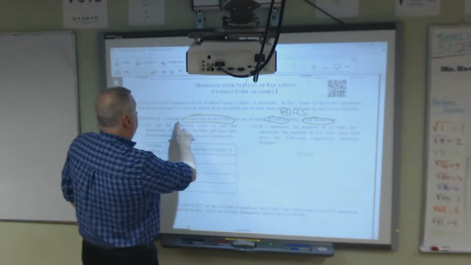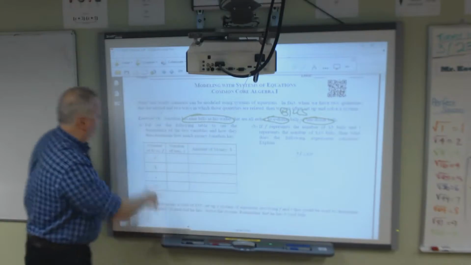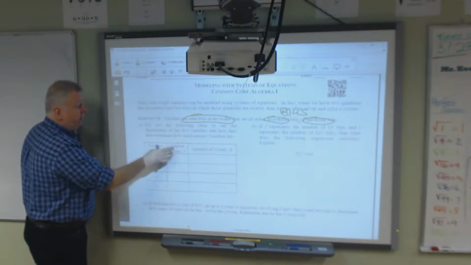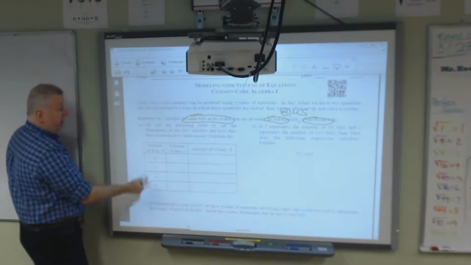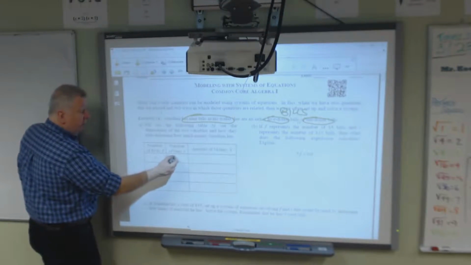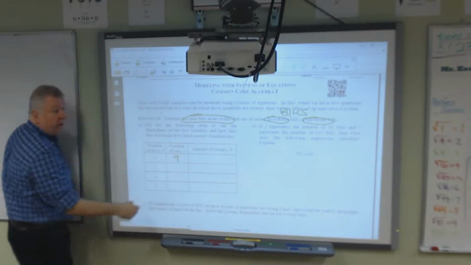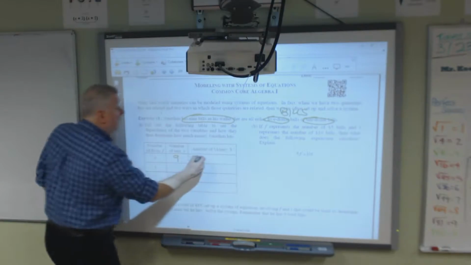So he's got 9 bills. We don't know how many 5s or how many 10s he's got, but let's see the range of money that he could possibly have. If he has no 5s, if he's got 9 altogether, he'd have to have 9 10s, right? And how much money would he have altogether then? $90, good.